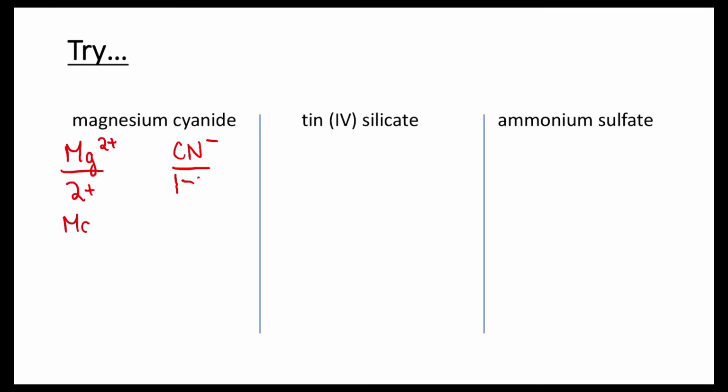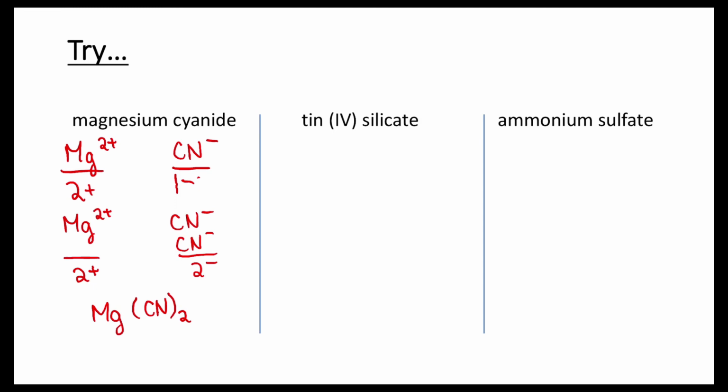To balance out our 2 plus magnesium, we are going to need 2 1 minuses, giving us a 2 minus charge to balance out the 2 plus. So this just means the overall charge is 0. So this then becomes magnesium. We only have 1, but we have 2 cyanide ions. So you need that little 2 on the outside separated by brackets, because the 2 applies to not just the nitrogen, but also the carbon as well.